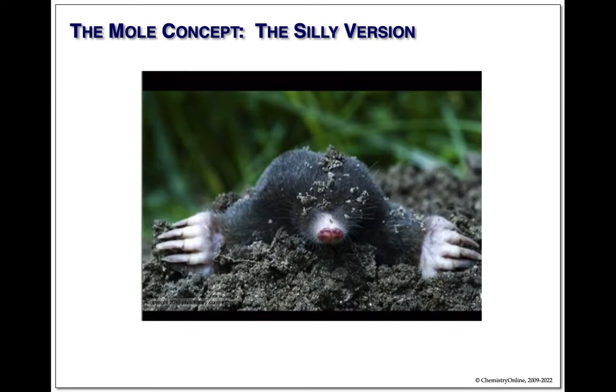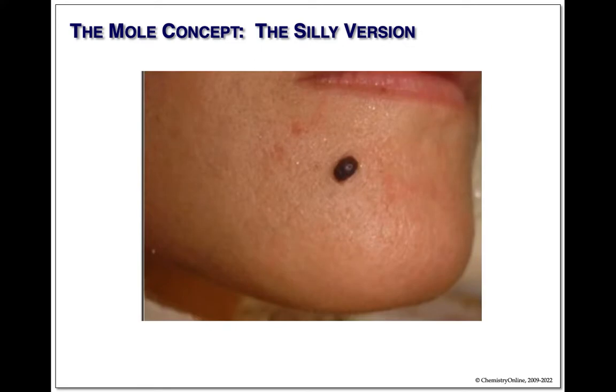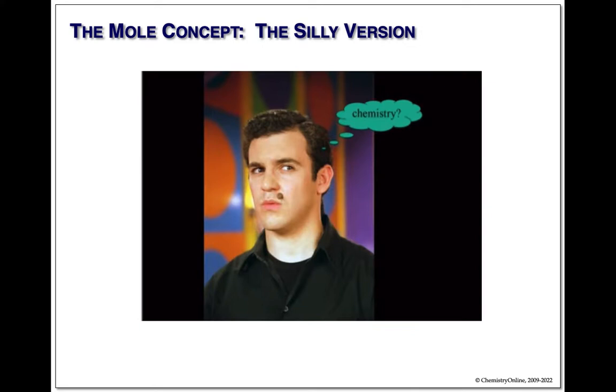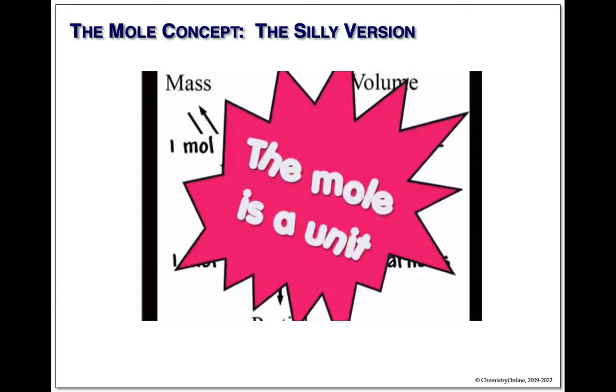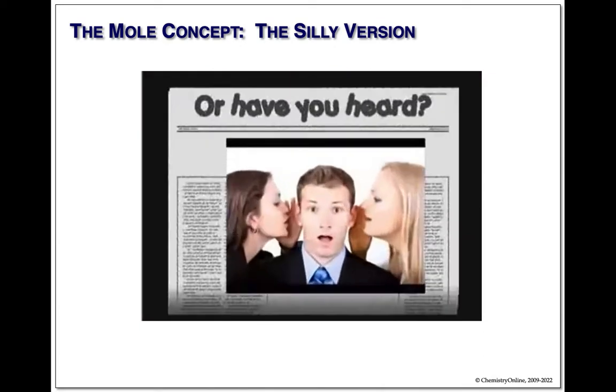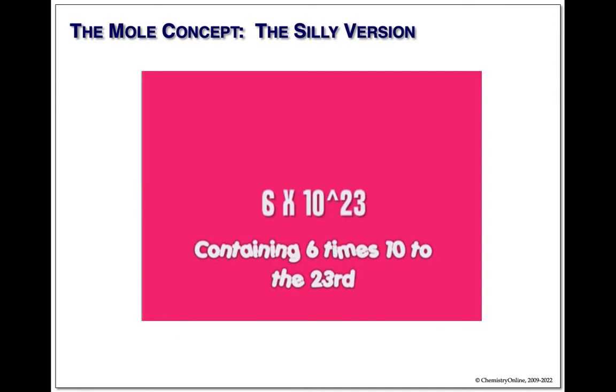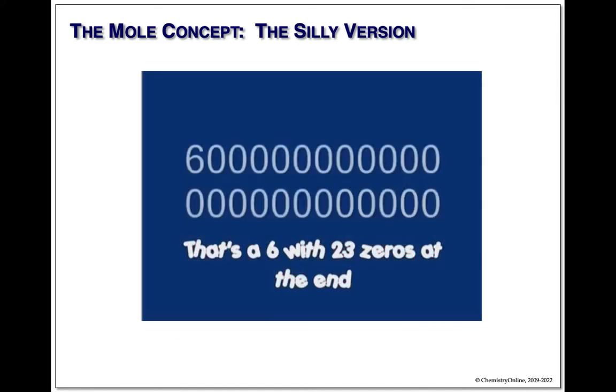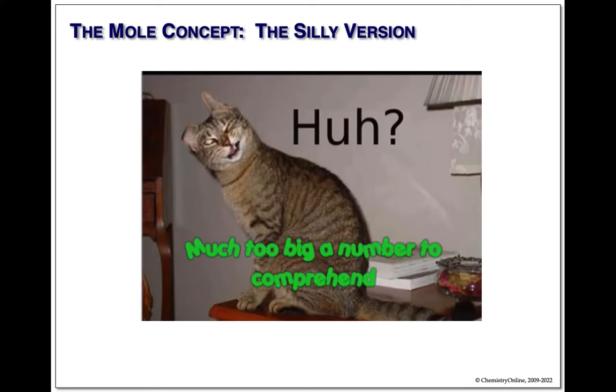A mole is an animal that burrows in the ground, or a spot on your chin that you gotta shave around. But there's another kind of mole of interest to me. That's the kind of mole they use in chemistry. A mole is a unit, or have you heard, containing 6 times 10 to the 23rd. That's a 6 with 23 zeros at the end. Much too big a number to comprehend.